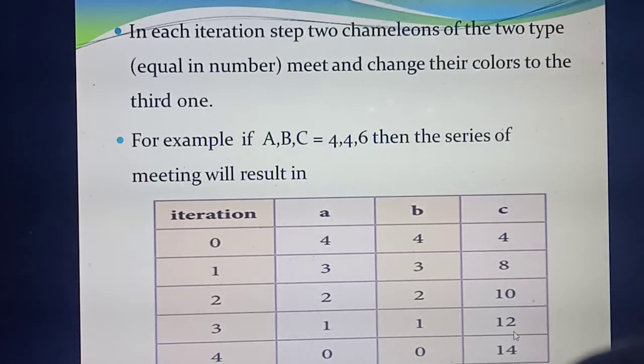At last, what did the question ask? At last all the Chamberlains need to be displayed in the same color. Isn't it? See, at last all the Chamberlains in C are displayed in the same color. 14 Chamberlains are there. 14 Chamberlains are in the same color.